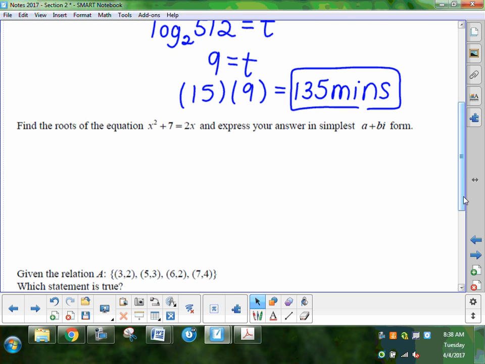All right, take a look at the next one. We need to find the roots of this equation. So, Amanda, what would be your first step?